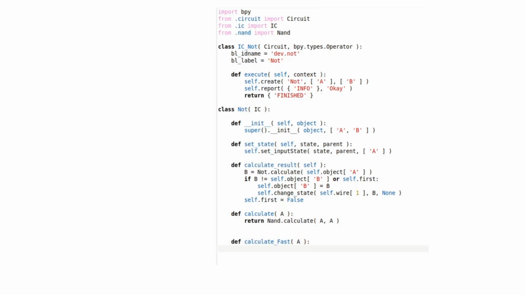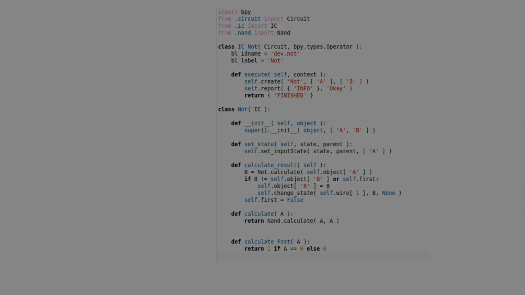Now we create an additional method. This produces the result directly. These are used as soon as the FPS rate becomes too low.